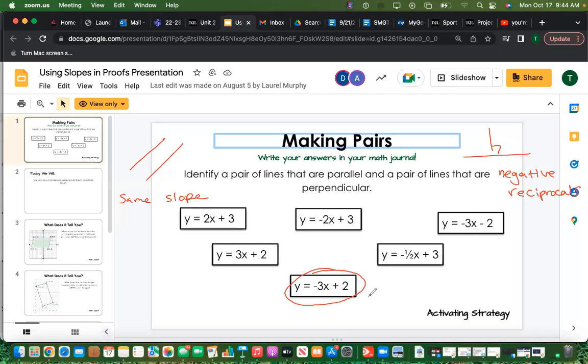So if I have something like this, negative 3x plus 2, which one is parallel to it? Which one is parallel to it? That means that it has the same slope. Exactly. Okay. So those are parallel to each other.